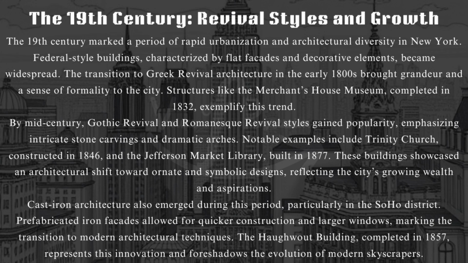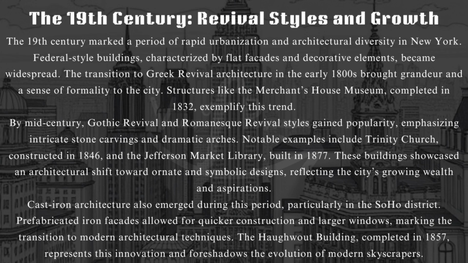By mid-century, Gothic Revival and Romanesque Revival styles gained popularity, emphasizing intricate stone carvings and dramatic arches. Notable examples include Trinity Church, constructed in 1846, and the Jefferson Market Library, built in 1877. These buildings showcased an architectural shift toward ornate and symbolic designs, reflecting the city's growing wealth and aspirations.